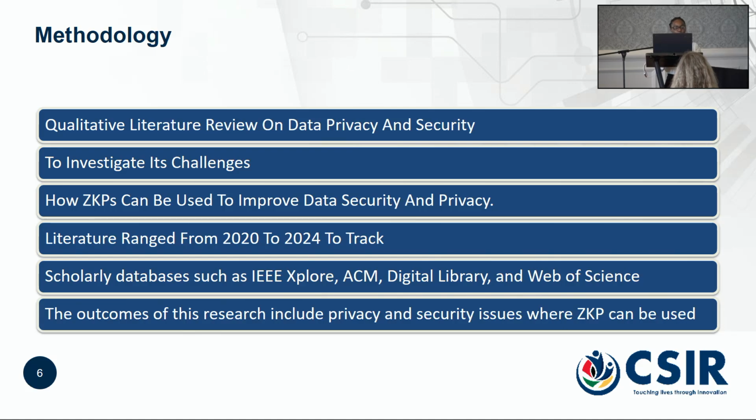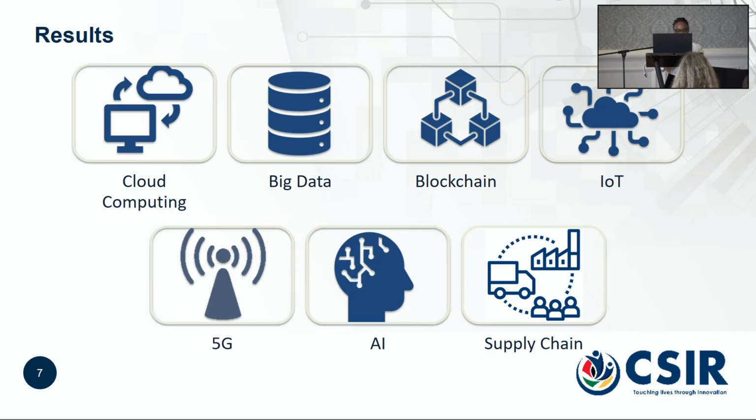Scholarly databases such as IEEE Xplore, ACM Digital Library, and Web of Science were used. The outcomes of this research included privacy and security issues where ZKP can be used as a solution. In our results, these are the technologies that we found in our research, namely cloud computing, big data, blockchain, IoT, Internet of Things, 5G, artificial intelligence, and supply chain.